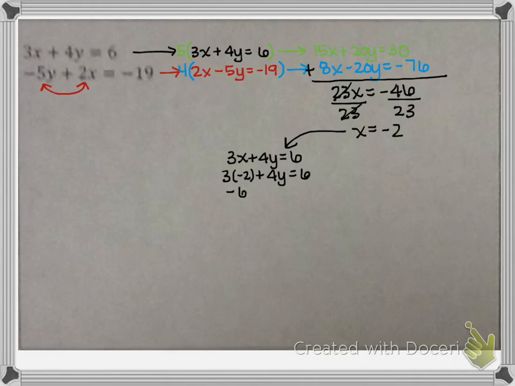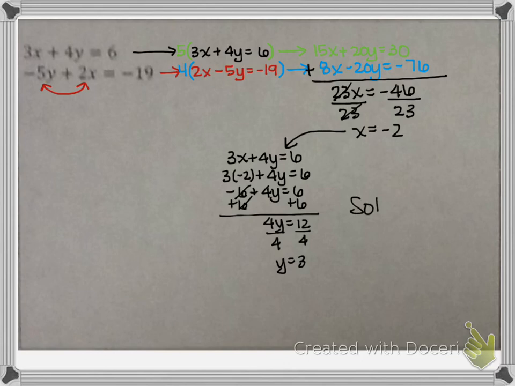And then go ahead and do the math, and let's see what we get here for y. So that gives me negative 6. I'm going to add 6 to the other side. So I'll get 4y is equal to 12. Divide by 4, and it looks like y is going to be equal to 3. Last thing I need to do is write my answer as a point. So my solution is, in alphabetic order, x, comma, y.